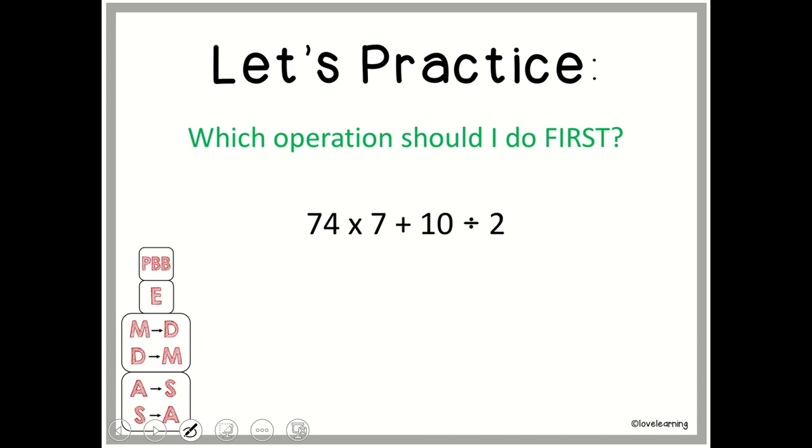Our next expression is 74 times 7 plus 10 divided by 2. What would come first? We don't see any parentheses or brackets. It does not have any exponents, but we do see that it has multiplication and division. So what do I need to do? That's right. Solve whichever one comes first from left to right. And I see that 74 times 7 comes first. So I would need to solve for it first.